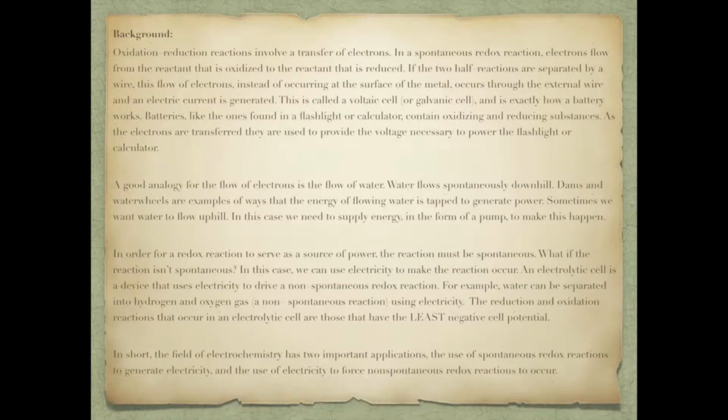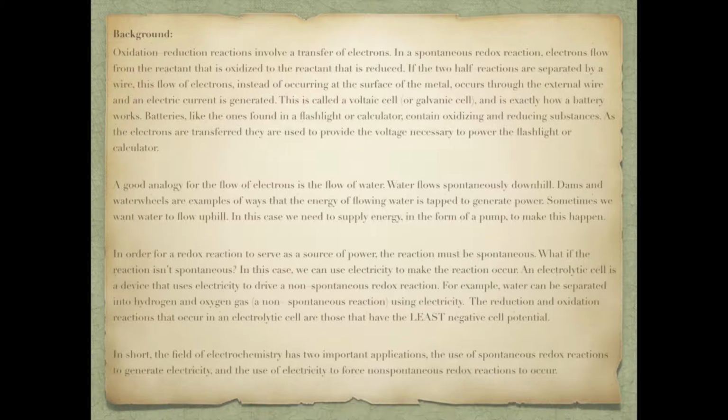Alright, so let me give you some background for this lab. And this is stuff that we've actually already covered, so it's going to be a nice review for you. Oxidation-reduction reactions involve a transfer of electrons. In a spontaneous redox reaction, electrons flow from the reactant that is oxidized to the reactant that is reduced.